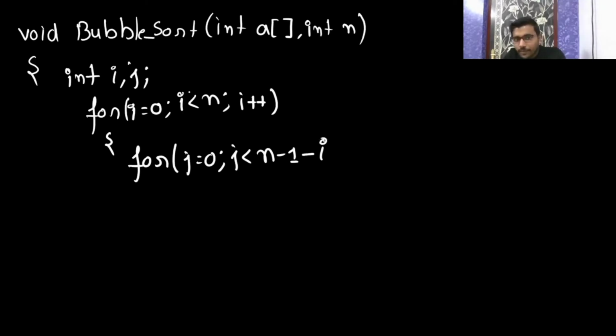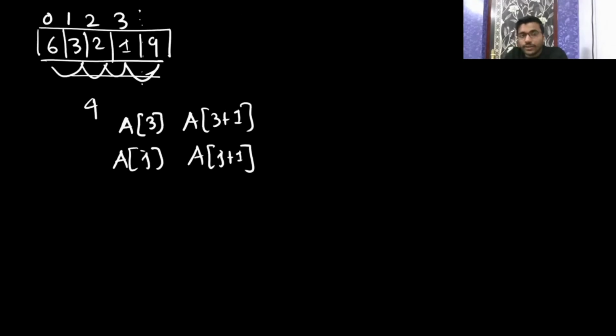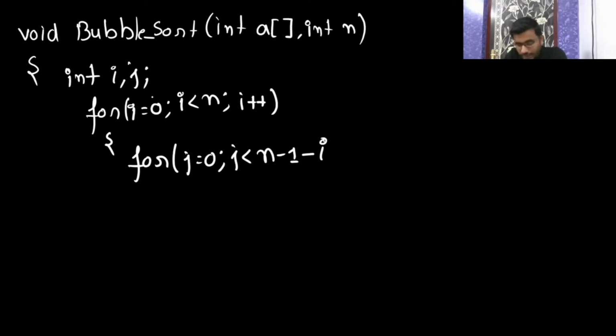Why minus i? Because this is saying the iteration, the number of elements that get sorted. In the beginning, when i is 0, it means initially no element is in the correct position. So n minus 1 it will go, then j plus 1. See, I will take one array and execute this bubble sort. So don't take tension if you're not getting it now.